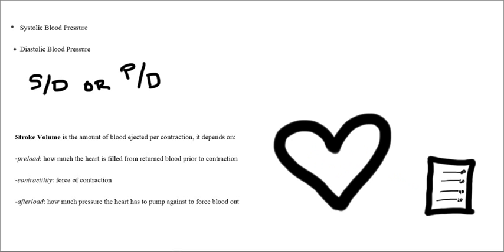Contractility is the force of contraction, and afterload is how much pressure the heart has to pump against to force blood out. The greater the afterload, the lower the stroke volume. So if there's a lot of pressure that the heart has to pump against to get the blood out, it's not going to get as much blood out. So therefore, the lower the stroke volume.